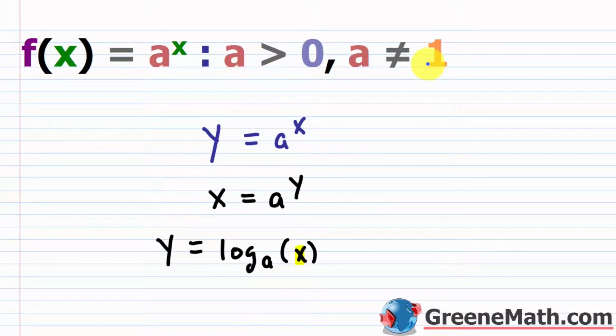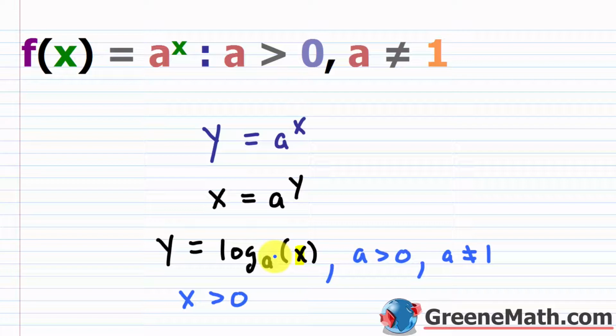So these restrictions are going to hold. You're going to have that a is greater than 0. You're going to have that a is not allowed to be equal to 1. But also you're going to see that x needs to be greater than 0 as well. So this is another restriction you have to have when you're working with logarithms.